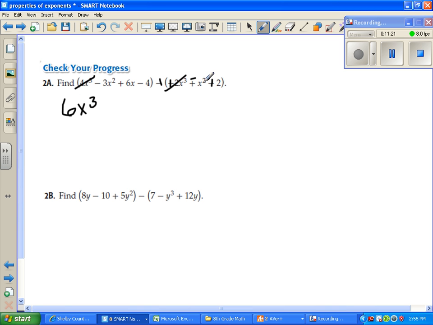Then I do my x to the second powers. Negative 3x to the second minus an x to the second gives you negative 4x to the second. Next term is my plain x, 6x. And do I have anything else to go with it? Nope, so it's just a plain old 6x. And then my last are my whole numbers, a negative 4 and a positive 2 give you what? Negative 2. All right, and that's your final answer.